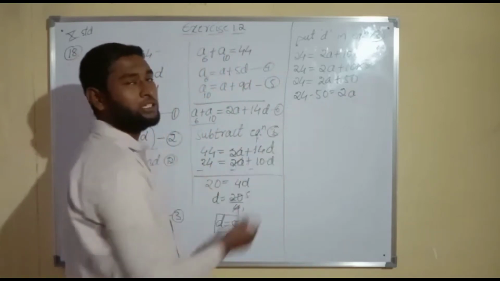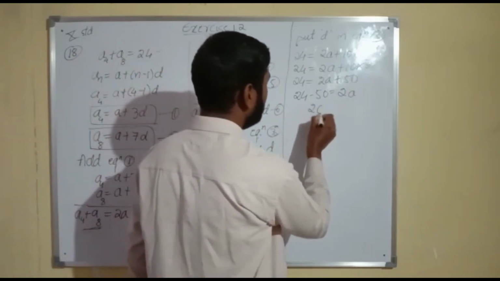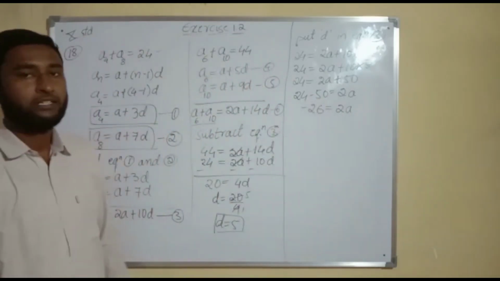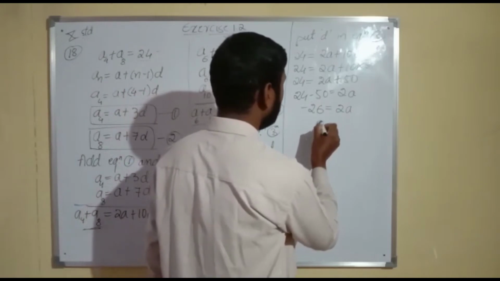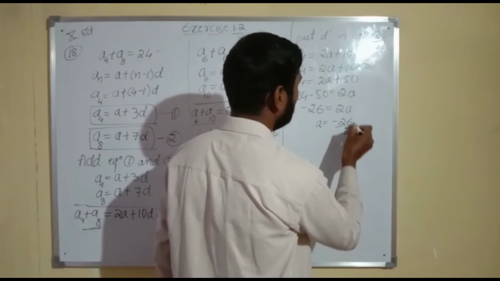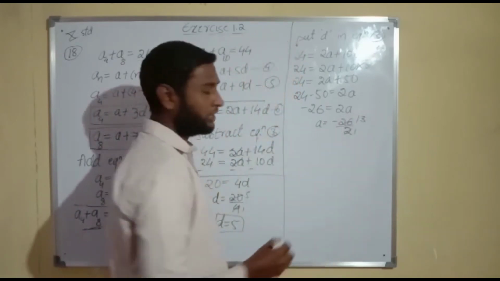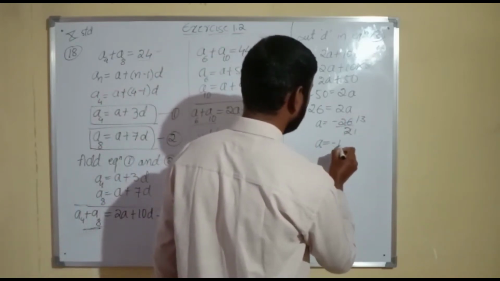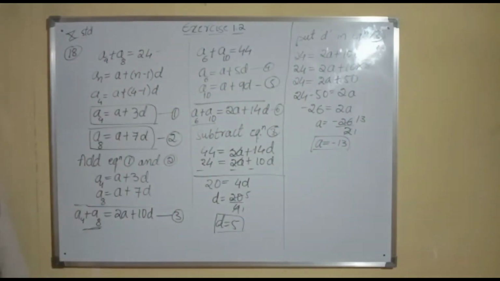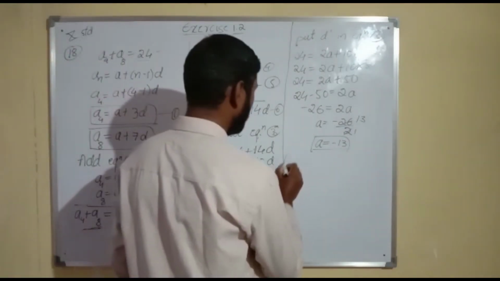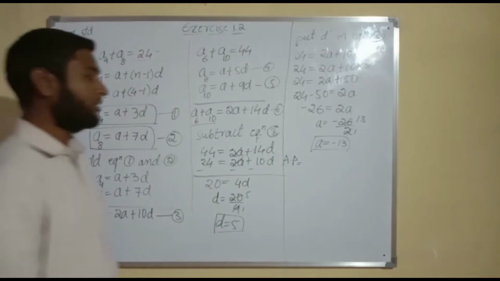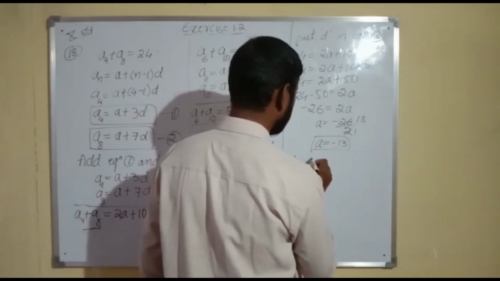Okay, 24 minus 50 is nothing but 26 along with the minus sign, because here the bigger number is having the minus sign. See here, a is equal to minus 26 divided by 2. 2 13s are 26. So the value of a that I got is minus 13. Say our AP will be, what is the first term that I got? Minus 13.